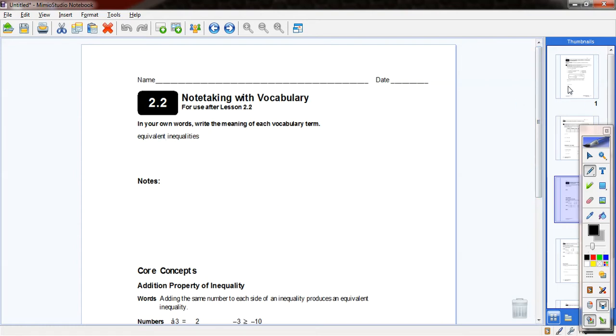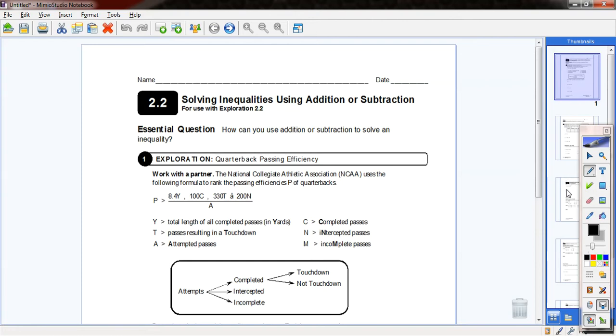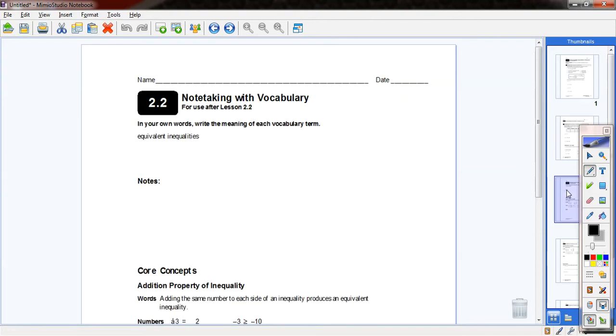All right, hey, I'm going to have you start with the third page of your notes today. We're going to jump around. We're not necessarily going to cover everything that's in here, but there are some important things. We're going to start looking at solving inequalities using addition or subtraction. This should be very simple. Again, another pretty easy section.